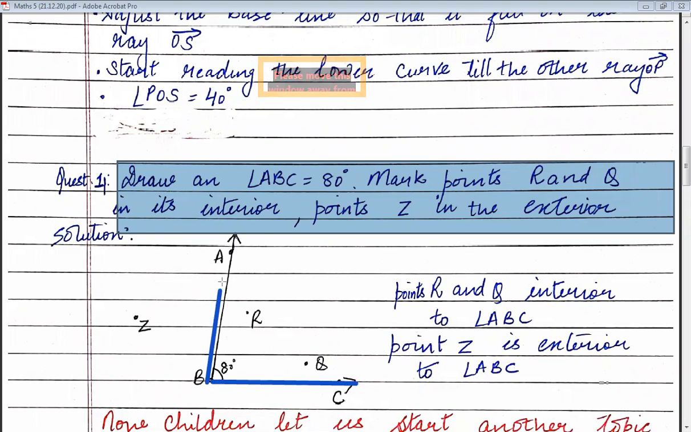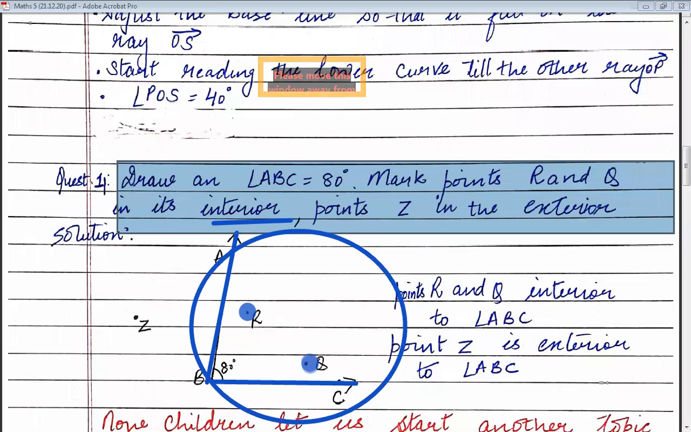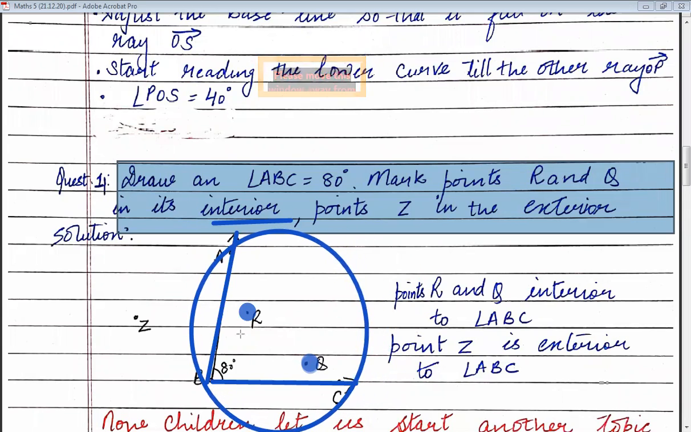Now you have to mark a few points which are interior and exterior. Interior means points which are inside the angle. So now you have to mark point R inside. So R is inside, and Q is also inside. This is the boundary of the angle. Okay, and you have to show two points which are interior.